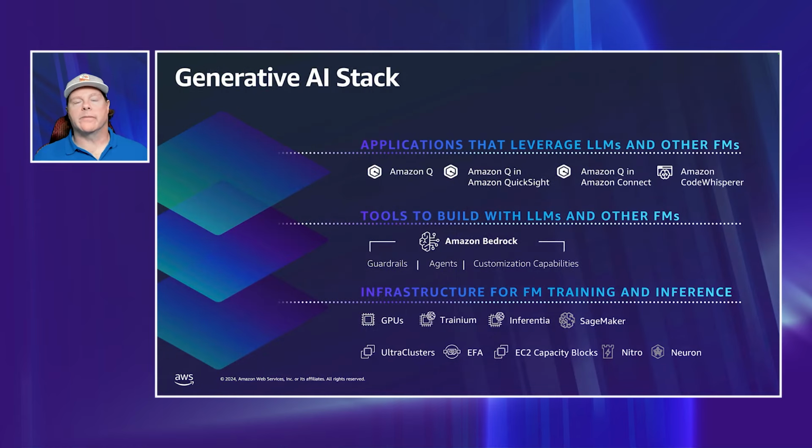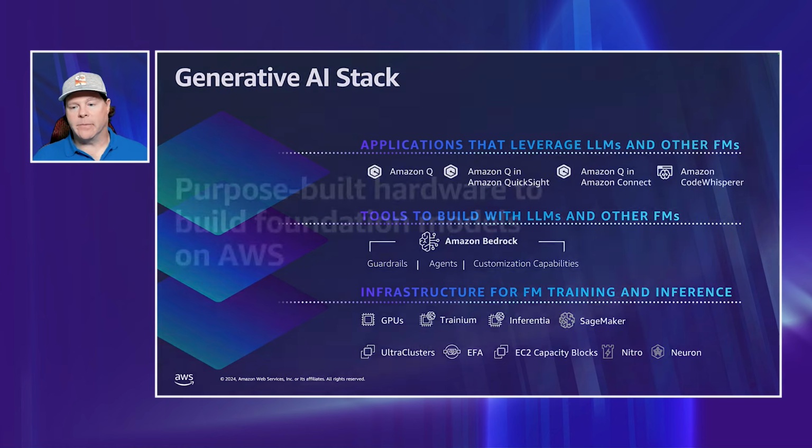So this is the larger landscape of the generative AI stack within AWS. And really this talk is going to focus more on the bottom, which is the infrastructure for foundation model training and for inference. Specifically, we'll be covering the purpose-built hardware Trainium and Inferentia, and talking about the Neuron SDK in the bottom right, which is used on top of that custom-built hardware.